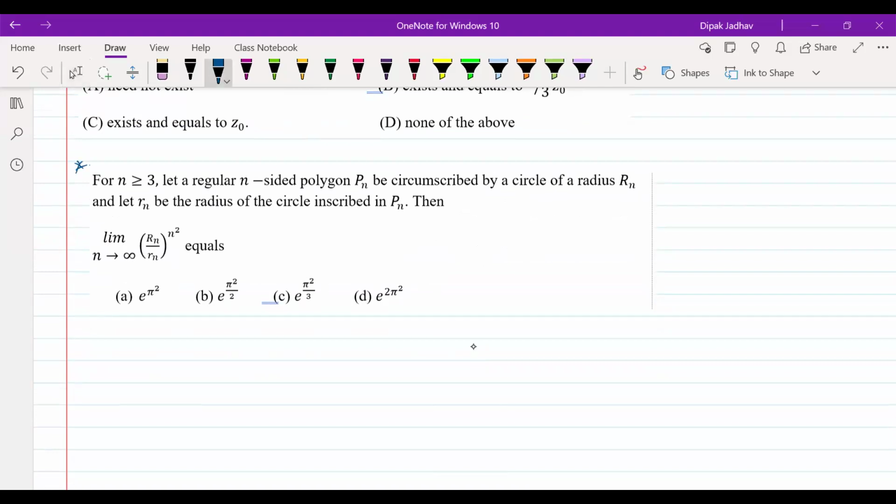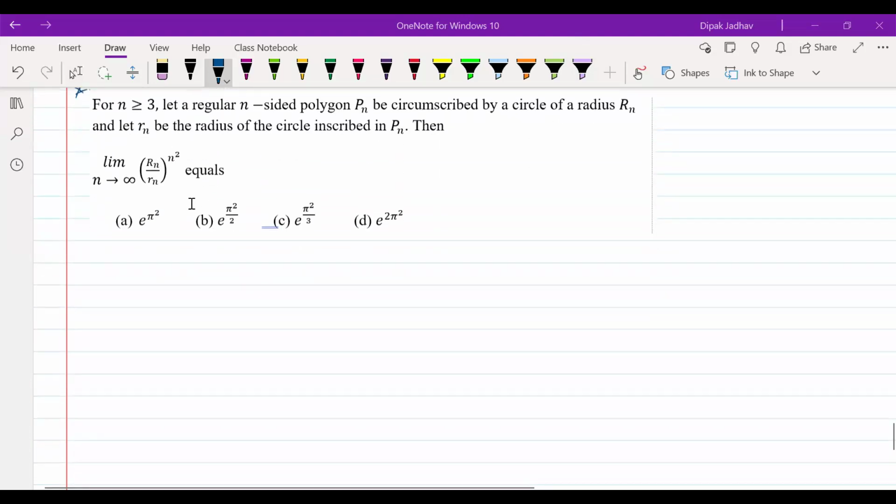This is the question from last year's paper. The given information is that there is an n-sided regular polygon. It is circumscribed by a circle with radius Rn, and there is an incircle whose radius is small rn. Then we want to compute this particular limit. Since there are 4 finite options, that means this limit exists. Let us say L is equal to the limit of this sequence.